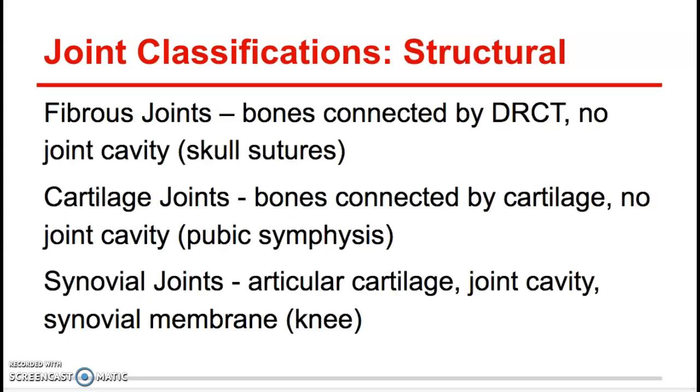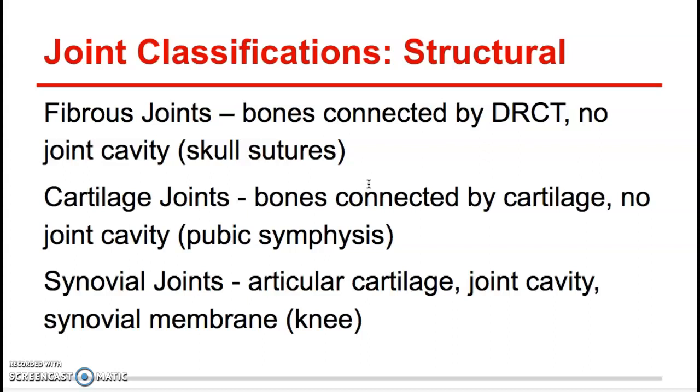We also classify joints by structure. We have fibrous joints where bones are connected by dense, regular connective tissue. There's no joint cavity, so the sutures between the skull bones are a good example of a fibrous joint. We have cartilaginous joints where bones are connected by cartilage. Again, no joint cavity, and the pubic symphysis is a good example of a cartilaginous joint.